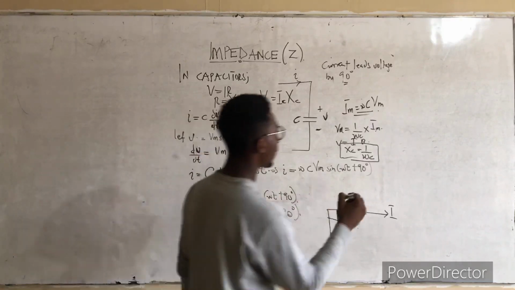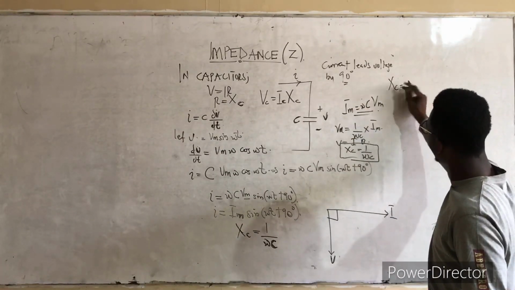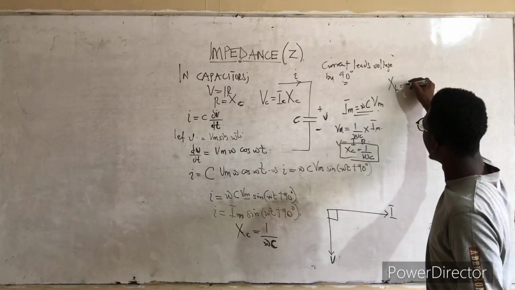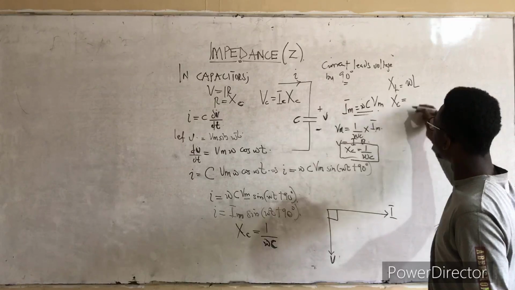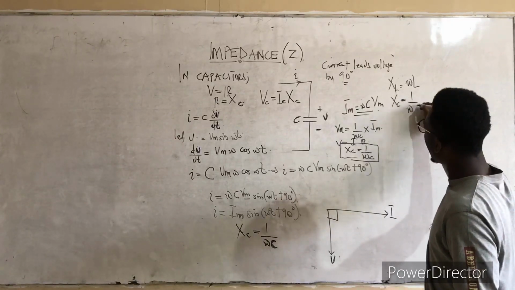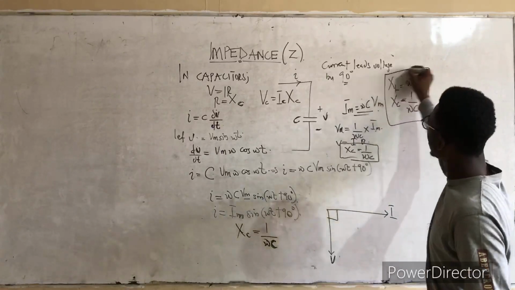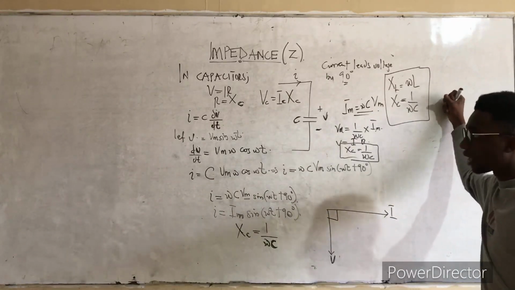What we did for the inductance, you have XL is equal to omega L. But for the capacitive reactance, we have 1 over omega C. These two things, you have to put in your head, and it will help us solve other questions.